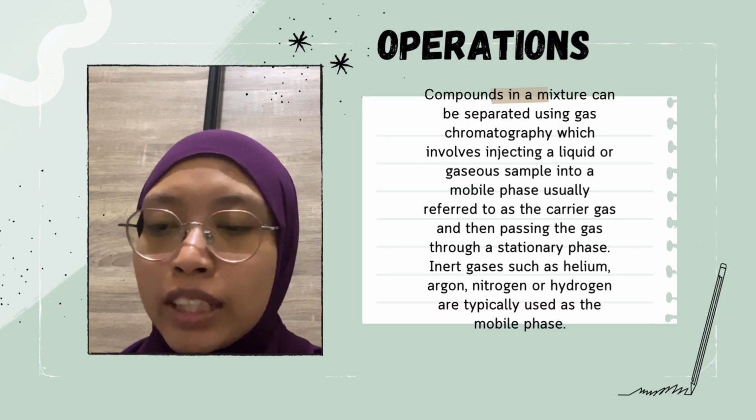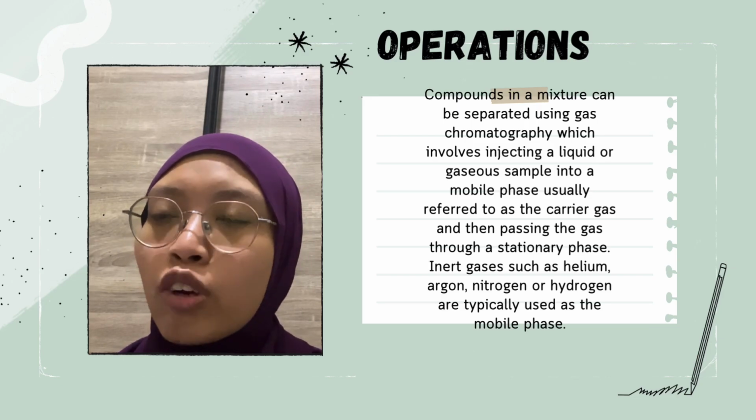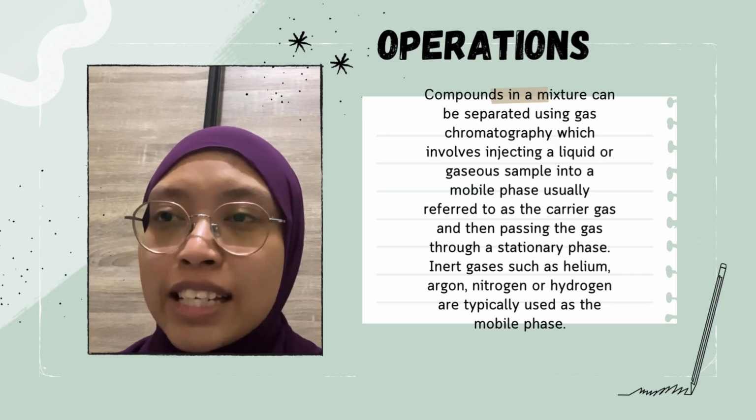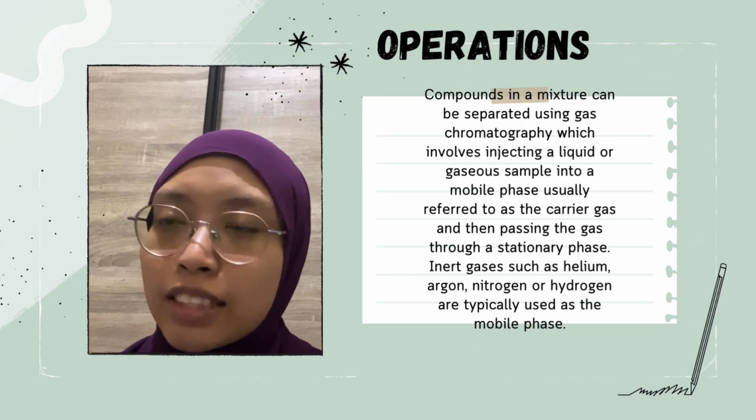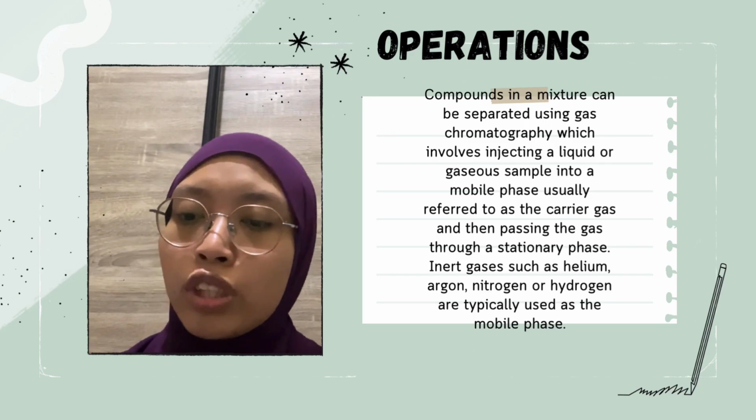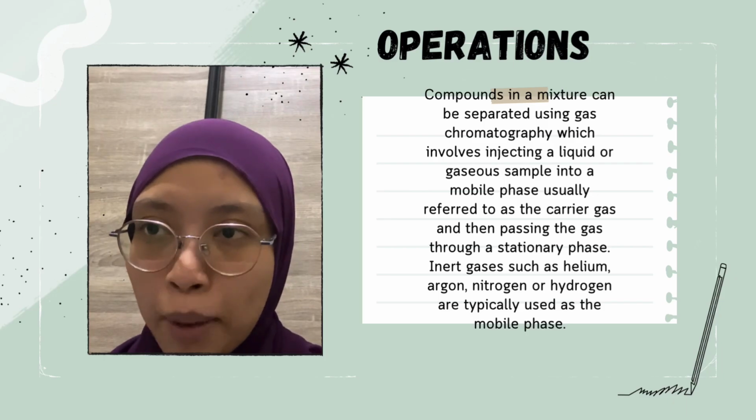Then the sample will be detected by the detector at the column outlet in the machine. Then finally, the detector signal is recorded by a computer to create a chromatogram.